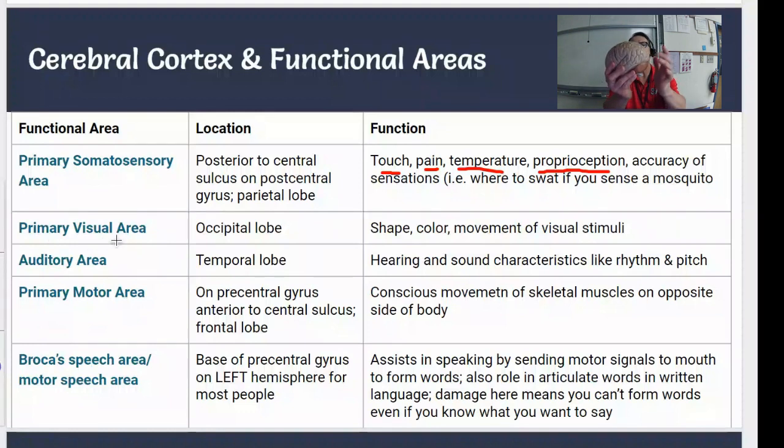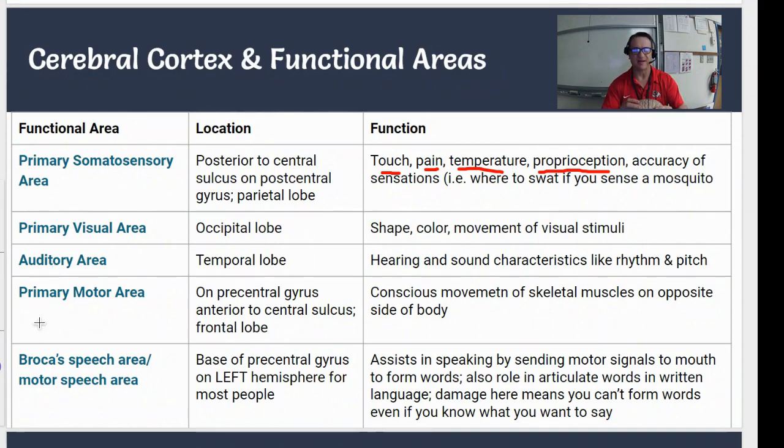Remember, that's going to be the very back in the occipital lobe back here. That's for recognizing shapes, faces, colors. Primary auditory area is going to be right here in your temporal lobe. So this is hearing. So stimulation from your ears is going to end up right here in your temporal lobe.